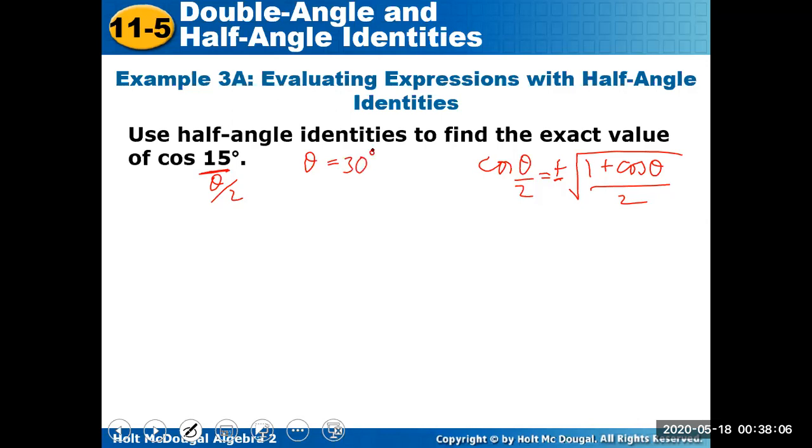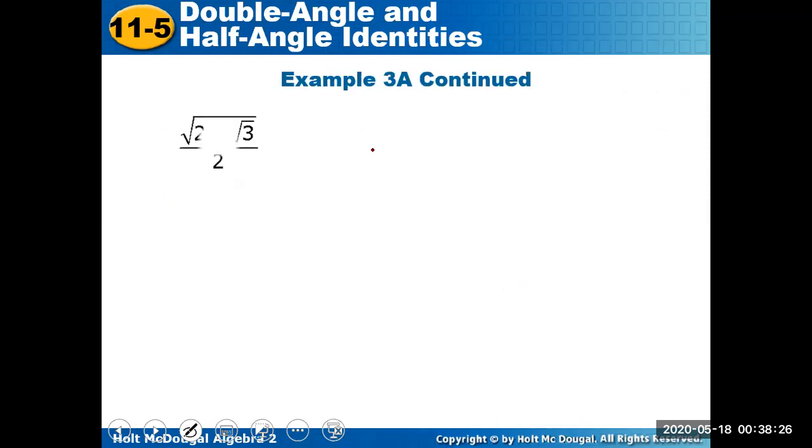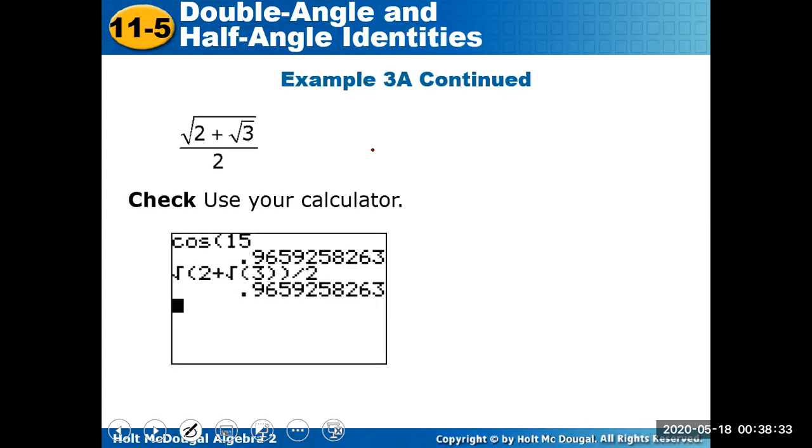When you are substituting in the identity, you'll write cosine theta, meaning cosine 30. Then evaluate that. Cosine 30, we know the value is root 3 over 2, as I've learned from the unit circle. Now, after evaluation, you'll get the answer as root of (2 plus root 3) over 2. So this is your answer for cosine 15 degrees.